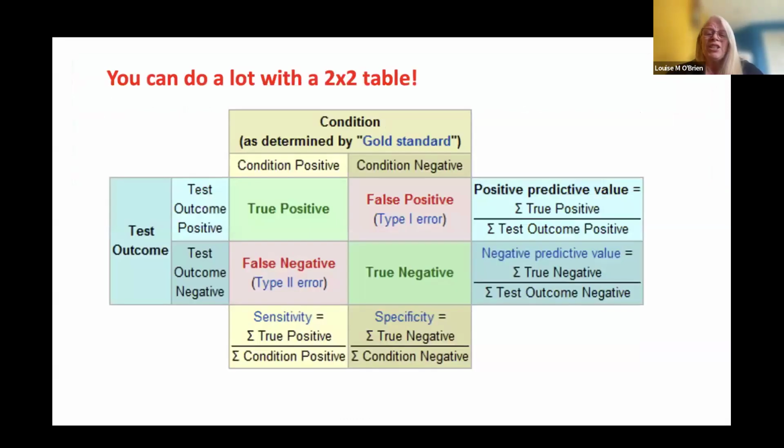So you can actually do a lot with a 2x2 table. The green and the pink are the 2x2s that we've been looking at, but I'm not going to go through this. It's just really to show you that not only can you calculate odds ratios and risk ratios, you can also look at positive predictive value, negative predictive value, and sensitivity and specificity. It's all about how you use those formulas, but you can get all of that from your 2x2 table.